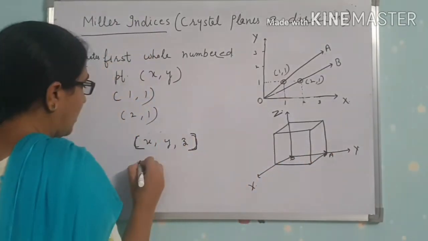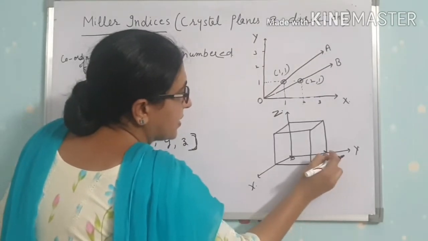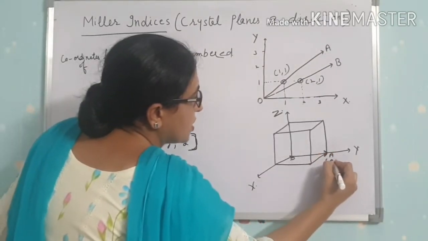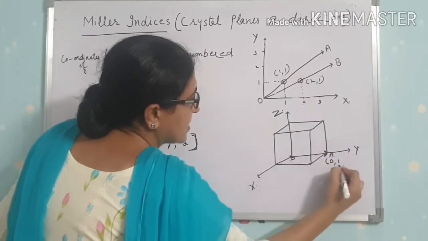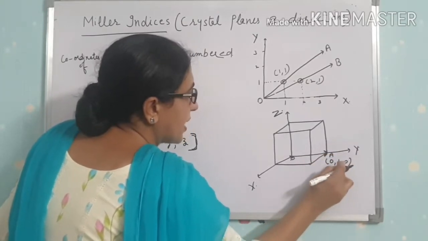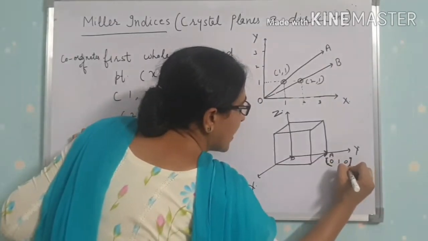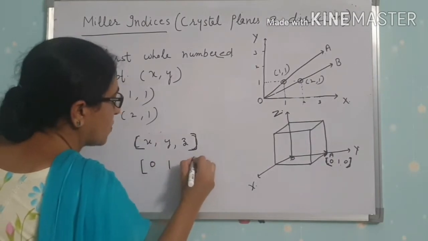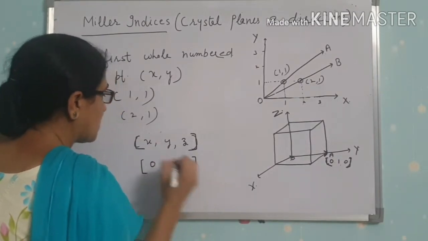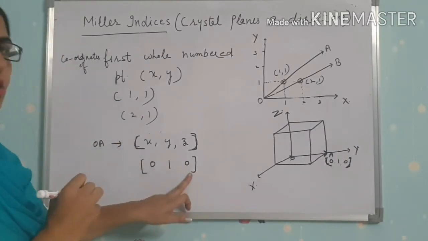So OA is described by, yes, on the x-axis it is 0, on the y-axis take this distance 1, and on the z-axis also 0. You can also skip the commas. So in square brackets, this is [0 1 0]. So OA is [0 1 0].